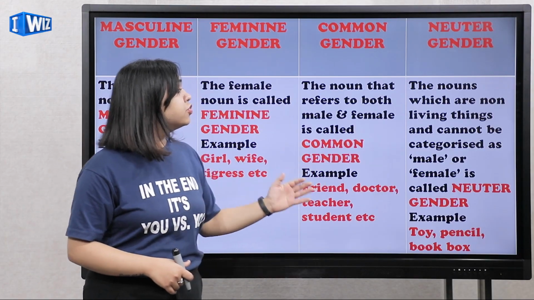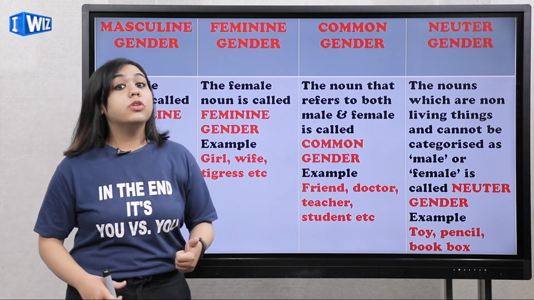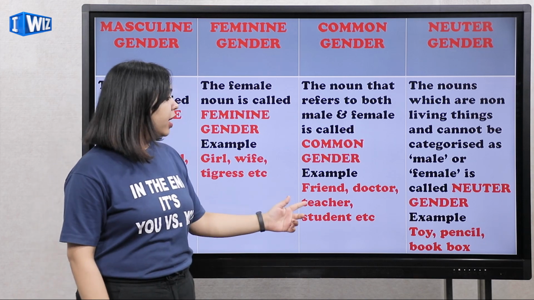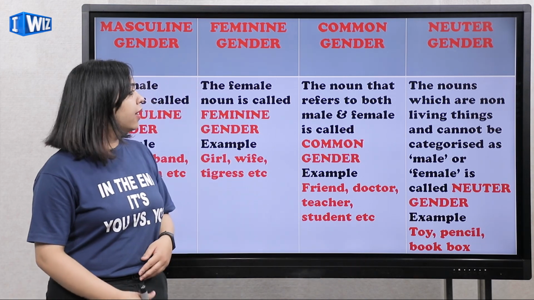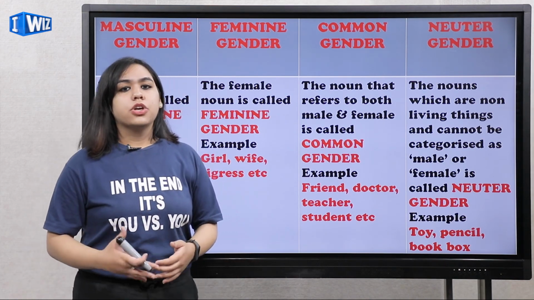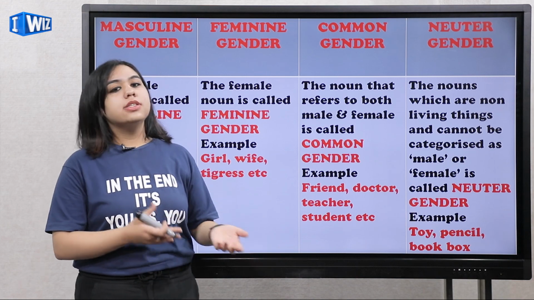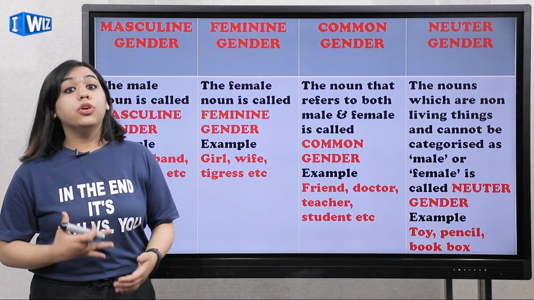Let us read. The noun that refers to both male and female is called common gender. For example, teacher, friend, doctor, student, etc. If I say my students love to learn English, so in students, there are all the male students as well as the female ones. Okay, let's move on to the neuter gender.